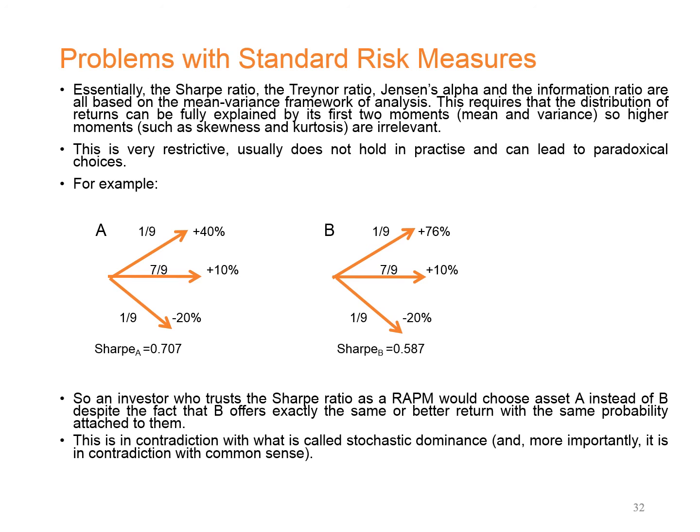For example, investment A and B has the same probability distribution. The returns for both investments are the same under normal scenario and recession. However, investment B has higher upside potential of 76% during boom. Investment A has higher Sharpe ratio. So based on Sharpe ratio, investment A performs better. However, this is in contradiction with common sense, as B should be selected.